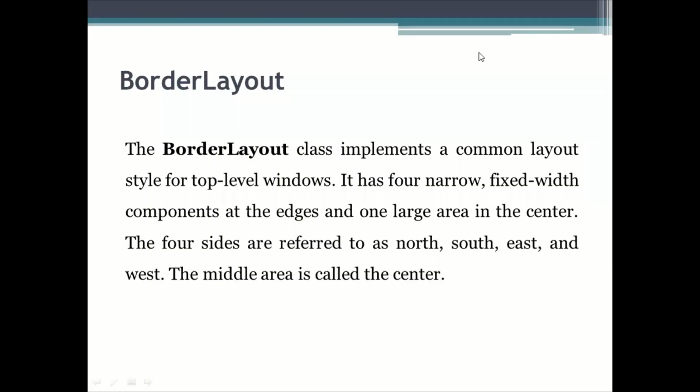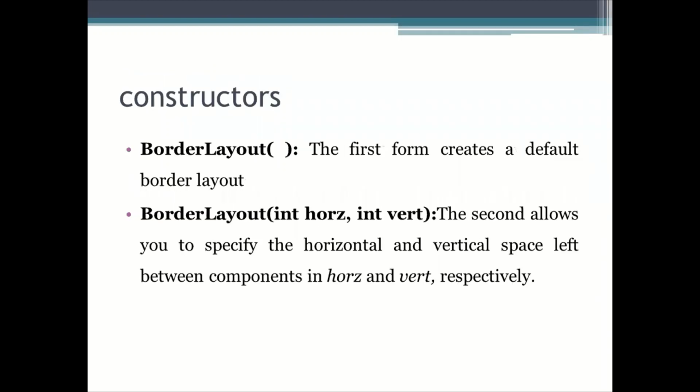We'll see border layout. In border layout, we can arrange components in 5 different regions. Regions are east, west, north, south and center. There are two constructors of border layout. The first one is the default constructor, which means there is no parameter.